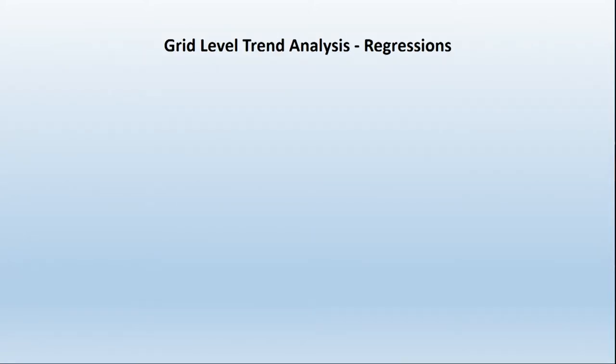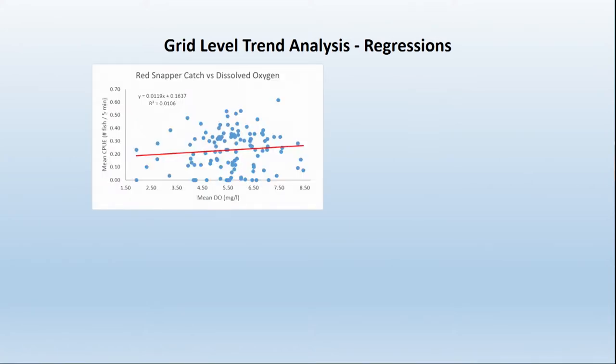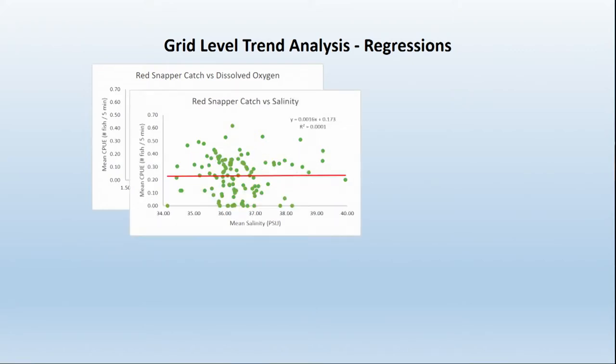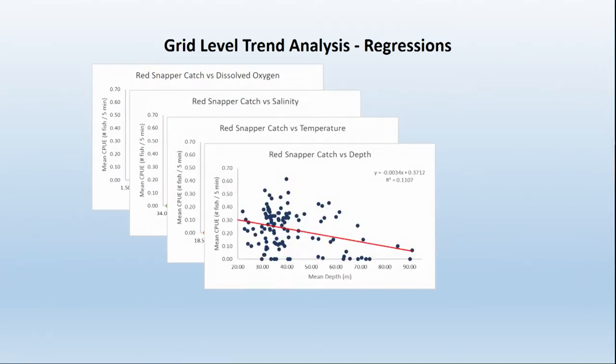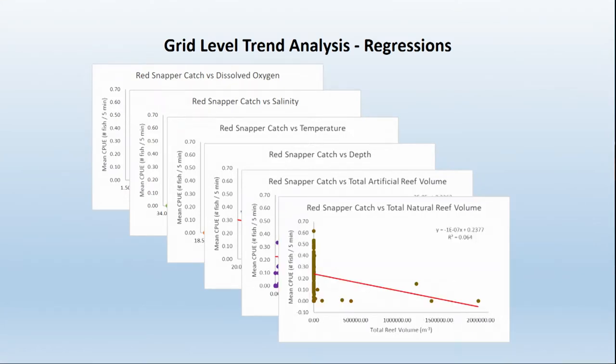OLS does provide an R-squared and adjusted R-squared value for the entire model, but not for each individual variable. So I quickly ran the regression plots through Excel for each one of the abiotic variables, as well as the depth, and then artificial reef volume and natural reef volume. The reason I did this is because I wanted to grab the slope value, as well as the R-squared, in order to apply significance and weights to the variables. These will factor in later into the analysis.